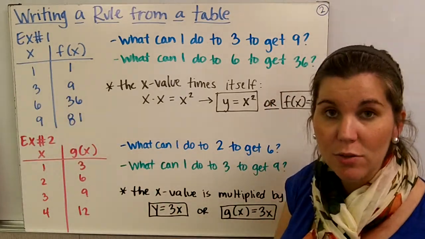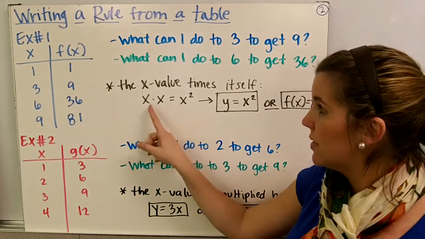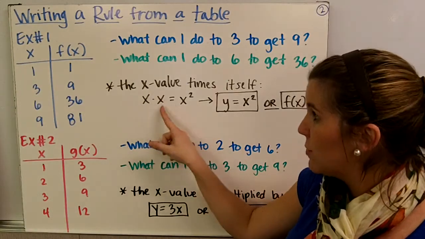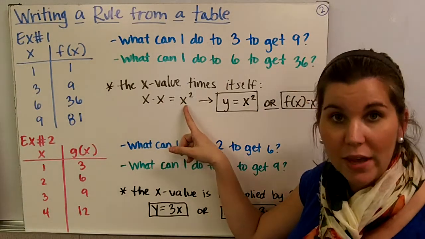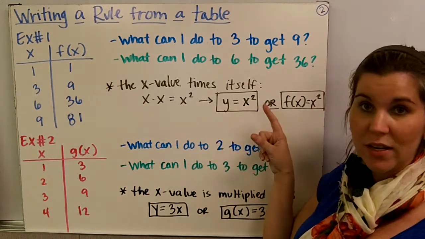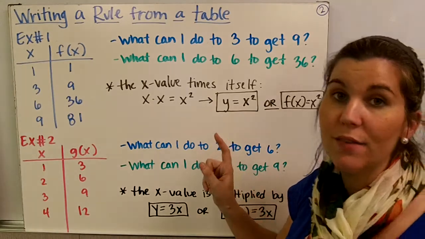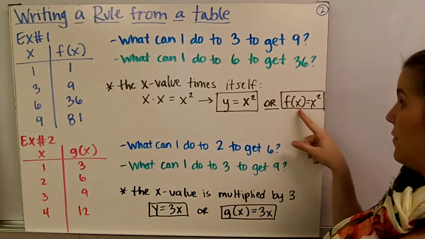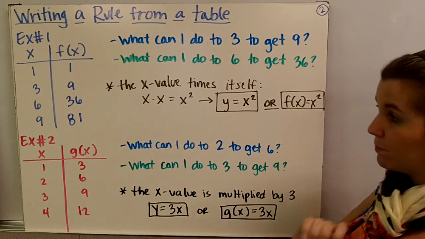Now we've talked about squaring numbers. A number times itself, this is x to the first power times x to the first power gives you x to the second power. So our rule is y equals x squared. Or you could write it in function notation, f of x equals x squared.